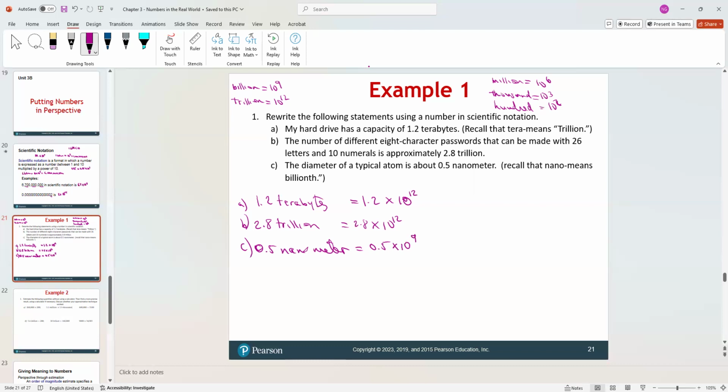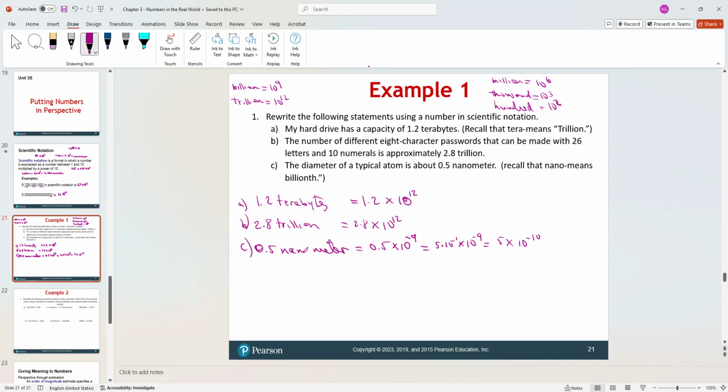Sorry, negative 9, because billionth is in the negative way. We need to go with that one. So that's very important to see it that way. Now we see that's negative because of nano, but because we need to have a number from 1 to 9, we cannot have anything below 1. So we're going to change it. We have 5 times 10 power negative 1 times 10 power negative 9, which makes it 5 times 10 power negative 10.